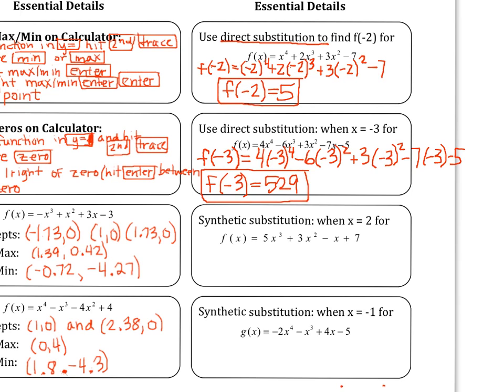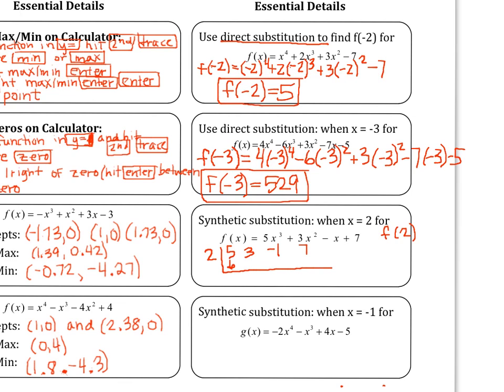So the next method that I'm going to show you is called synthetic substitution, and this is like our synthetic division. So if I want to find my value for f of x when x equals 2, so really I'm finding f of 2 here, but I'm going to write it a little bit differently. So I'm going to do it just like I did synthetic division. I'm going to put my 2 on the outside. Then I'm going to fill in my coefficients, 5, 3, negative 1, 7.